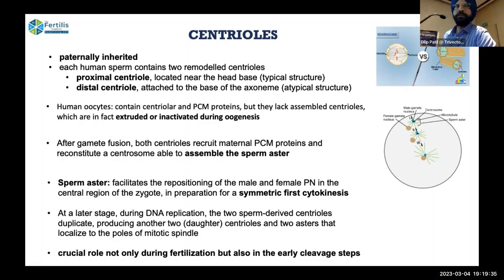And this sperm aster not only facilitates the repositioning of male and female pronuclei, it also prepares for the symmetric first cytokinesis. This centriole is particularly lacking in testicular sperm, and that is why with testicular sperm you will find that a single zygote will divide directly into 3 cells most commonly, because the centriole is not mature in a testicular sperm. So the centrosome has a crucial role not only in fertilization but also in the early cleavage steps.